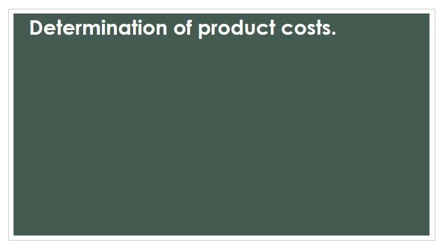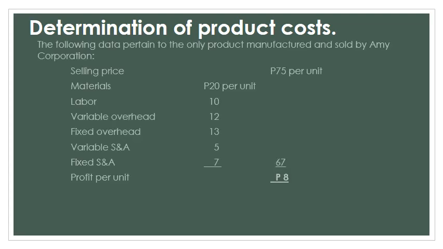Determination of product cost. Ito ay nasa self-check test, problem number 1. So, the following data pertain to the only product manufactured and sold by Amy Corporation. So, may selling price, 75 pesos per unit, and given yung kanyang cost. Okay? Manufacturing cost and selling and admin cost. We have 20 pesos per unit na material cost, labor is 10, variable overhead is 12, fixed overhead is 13, and the variable selling and admin is 5, fixed selling and admin is 7, for a total of 67 na expenses per unit. So, ang profit per unit na lang is 8 pesos.